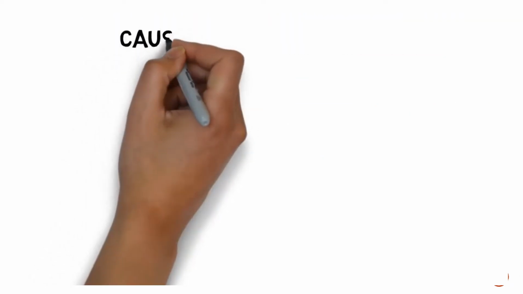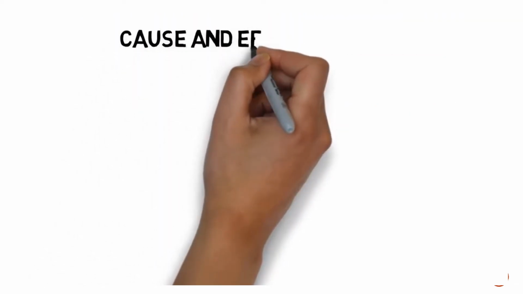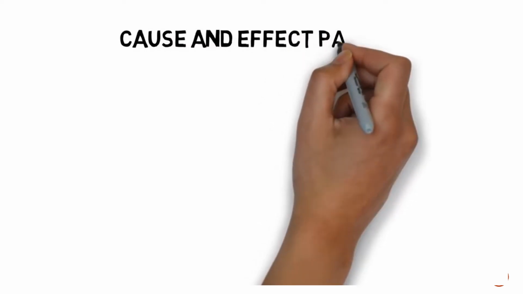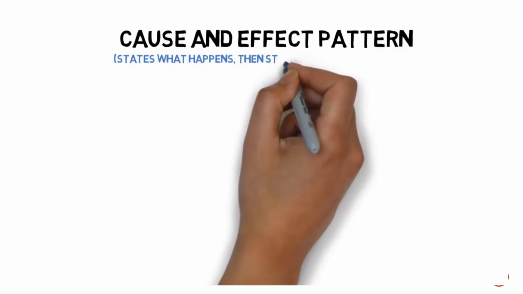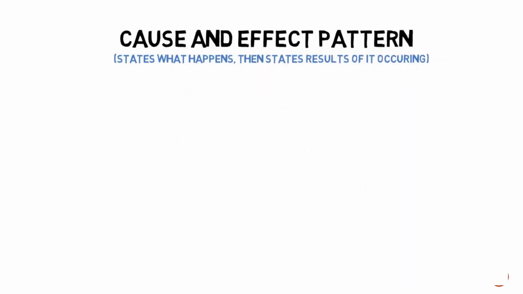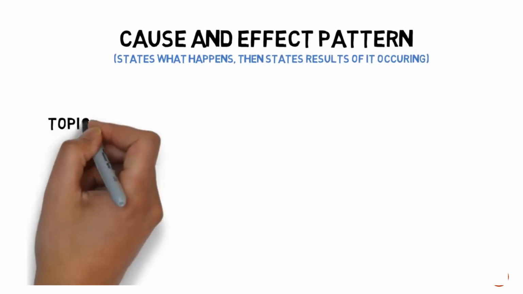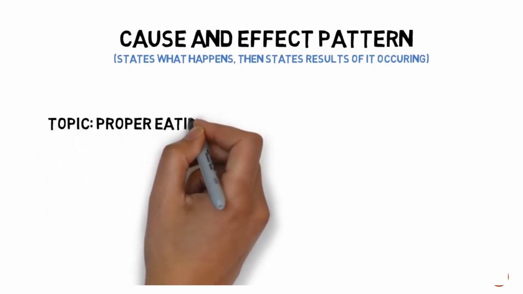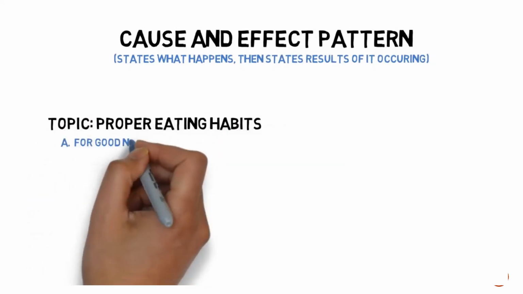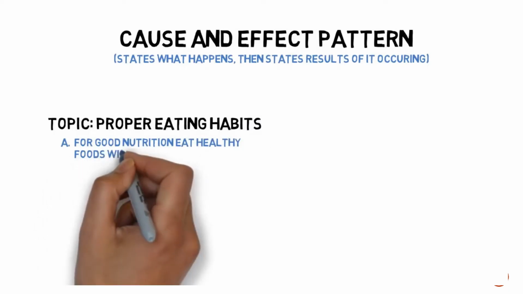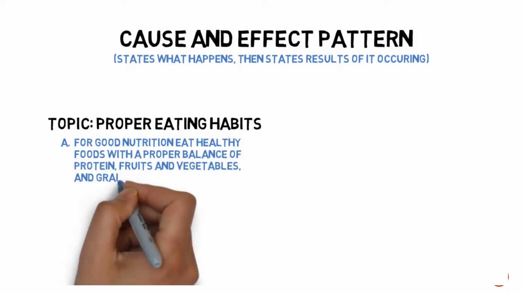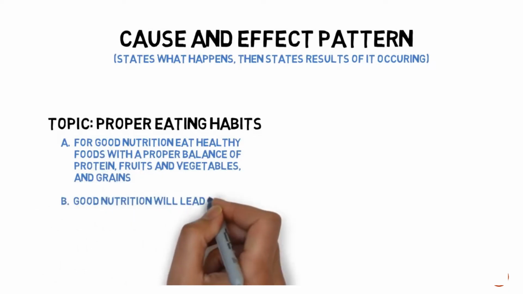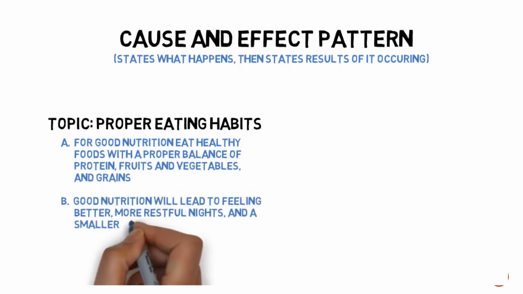The fourth way of arranging main points in an informative speech can also be used for a persuasive speech. The cause and effect pattern first states something that has occurred or will occur, then states what results from it happening. For example, the arrangement of main points for a speech about proper eating habits might sound like this: For good nutrition, eat healthy foods with a proper balance of protein, fruits and vegetables, and grains. Good nutrition will lead to feeling better, more restful nights, and a smaller waistline.